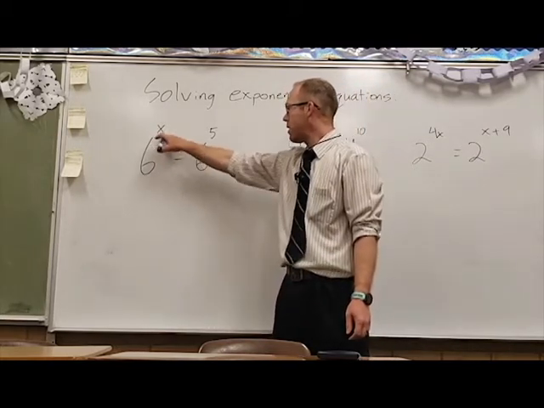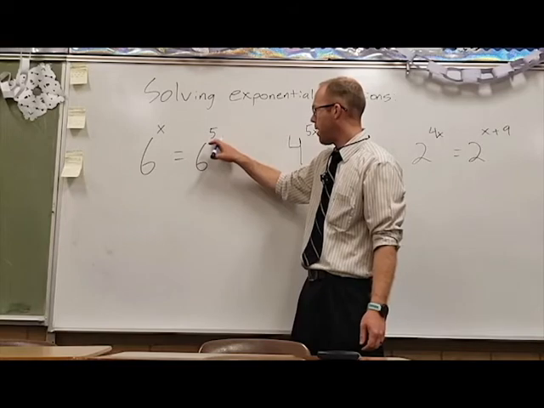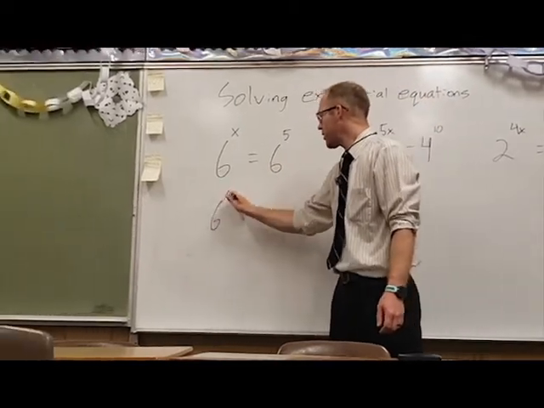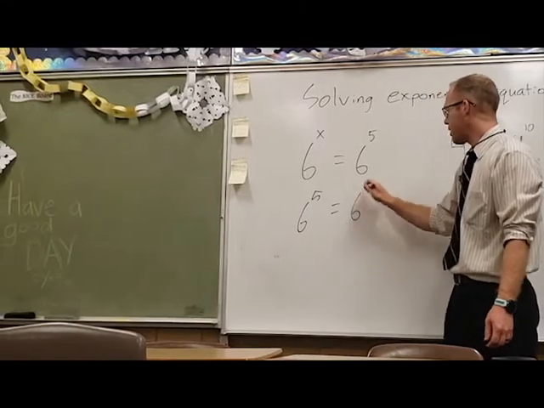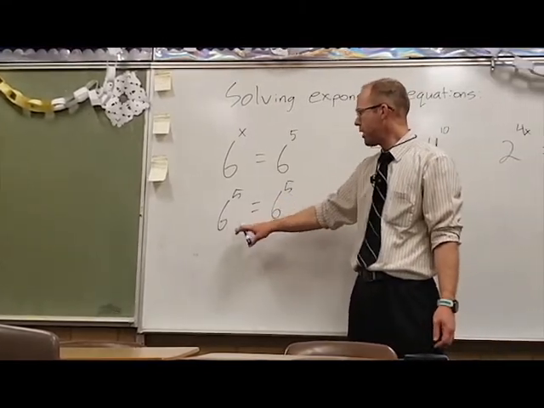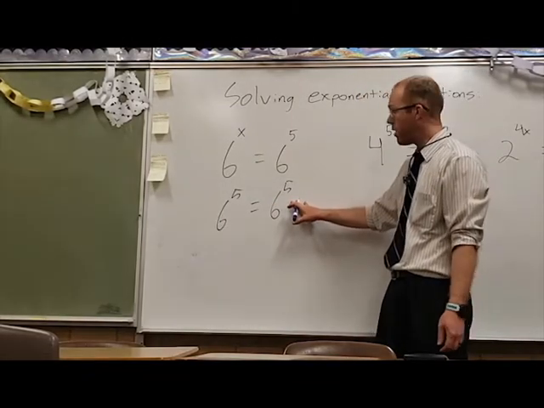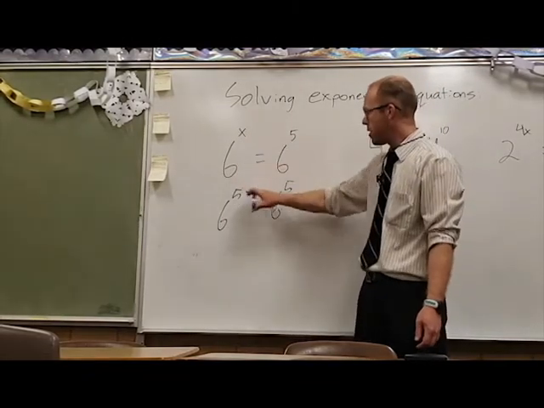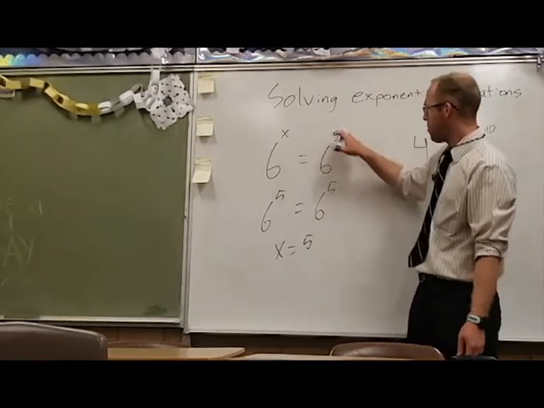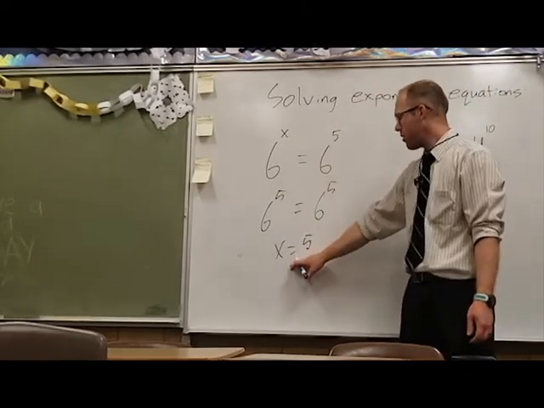We see 6 to the x power equals 6 to the 5th power. Well, if x is 5, then we get 6 to the 5th power equals 6 to the 5th power, and this clearly is going to be the same number because it's exactly the same thing on both sides. So x has to be equal to 5. X equals 5, and we get the same number on both sides, and that's our solution.